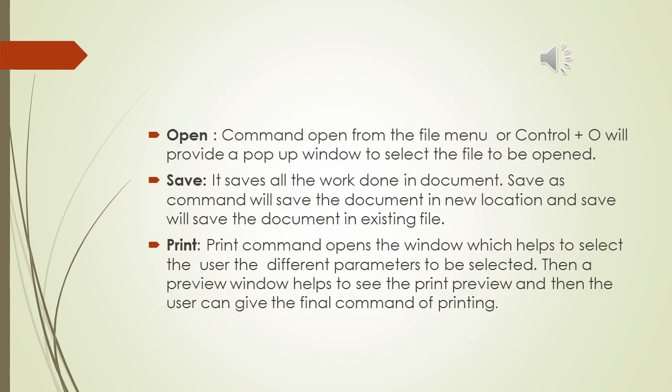Command open from the file menu or Ctrl+O will provide a pop-up window to select the file to be opened. The save command, it saves all the work done in document. Save as command will save the document in new location, and save will save the document in existing file. Print command opens the window which helps to select the user the different parameters to be selected. Then a preview window helps to see the print preview, and then the user can give the final command of printing.